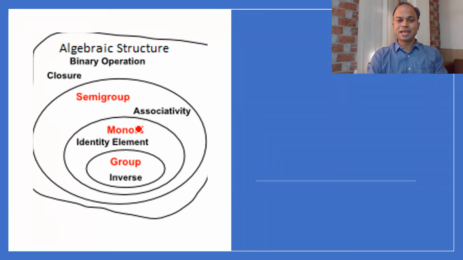Further, if we add the identity property in the semi-group, then this concept is called monoid. Further, if we add the inverse property in the monoid, then this concept is called group. Further, if we add the commutative property in the group, then this concept is called abelian group. So based on these properties, we are deciding various algebraic structures.